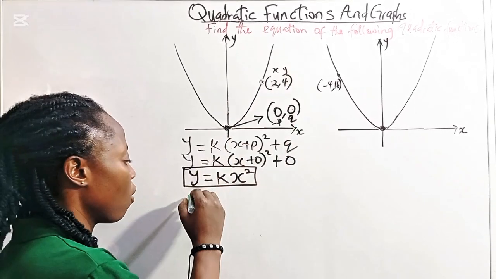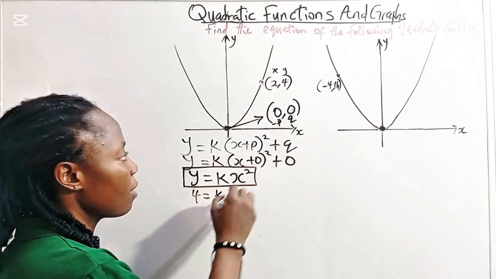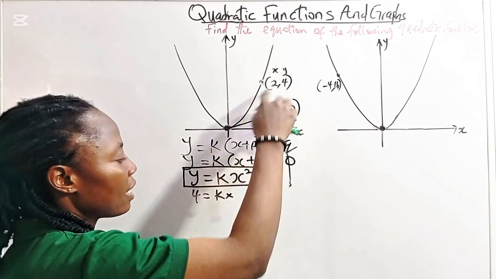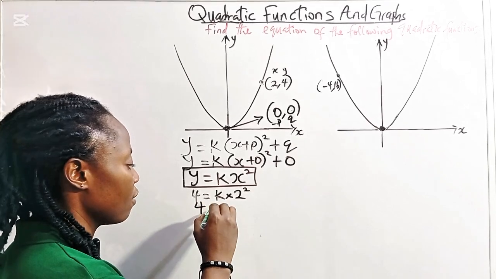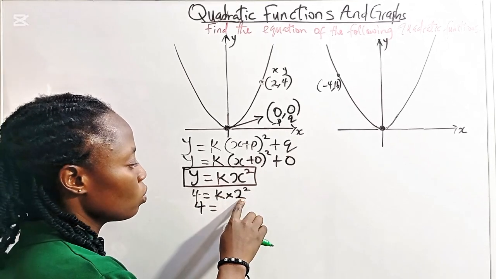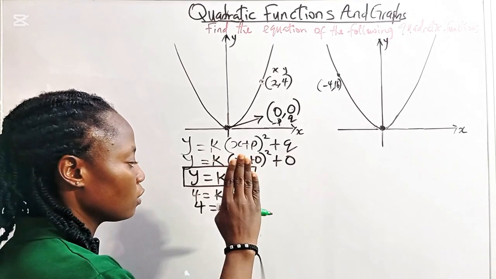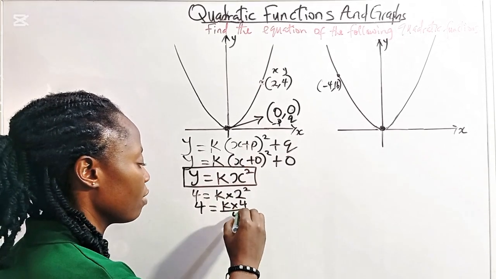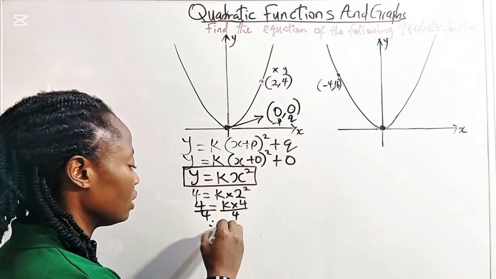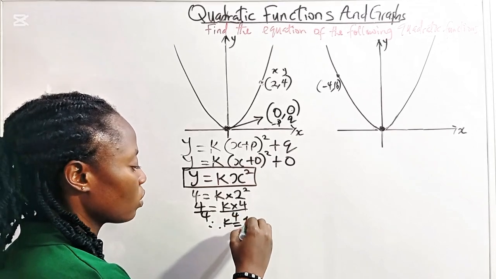Y is 4, equals k multiplied by x, which is 2, squared. Now let's find k. 4 equals k times 2 squared, which is 4. So we have k multiplied by 4. We are dividing both sides by 4. So therefore our k equals 1.